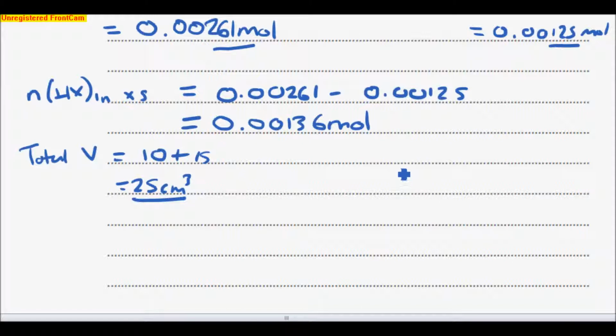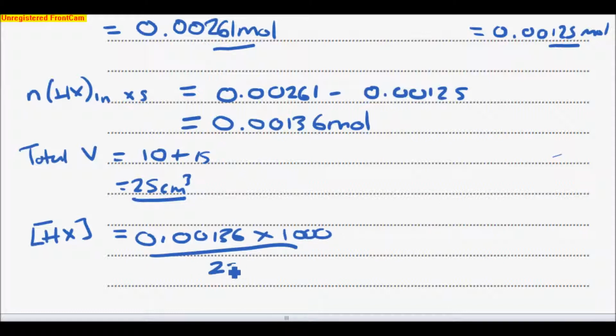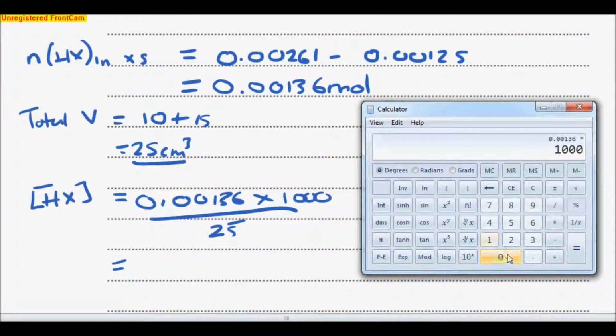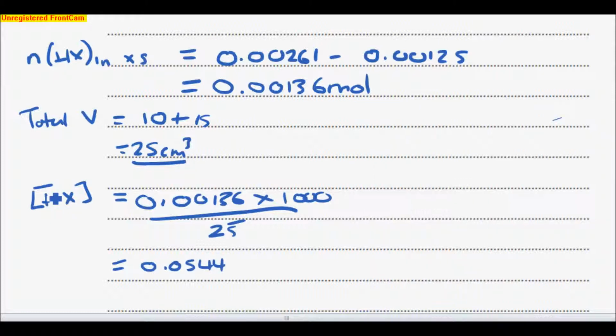Okay, so we're now going to work out the concentration of HX and also of the A minus. So the concentration of HX in excess is going to be equal to 0.00136 times 1000 divided by 25, and obviously now we're looking at concentrations, so that value comes to 0.0544 moles per decimeter cubed. So this is the concentration now of HX in the solution.